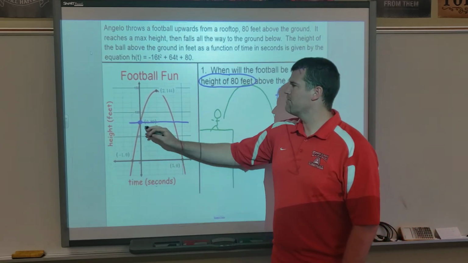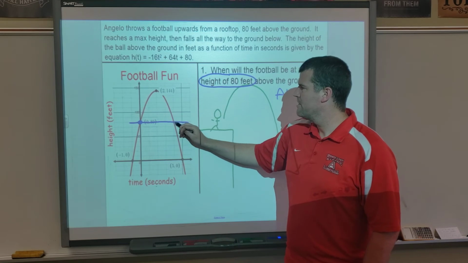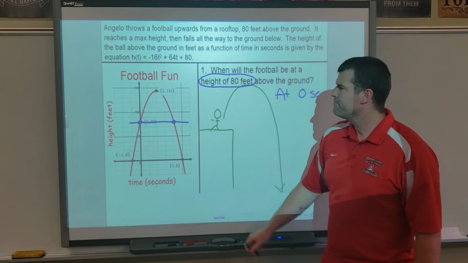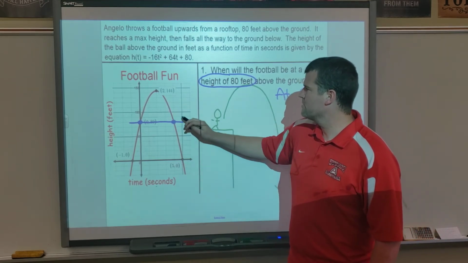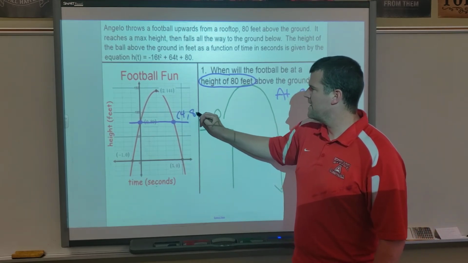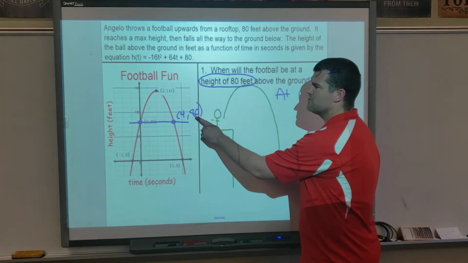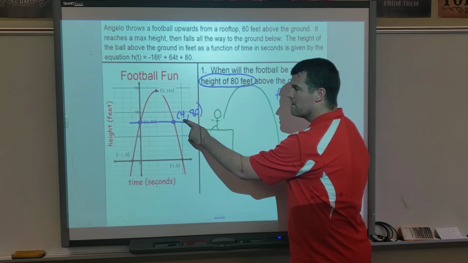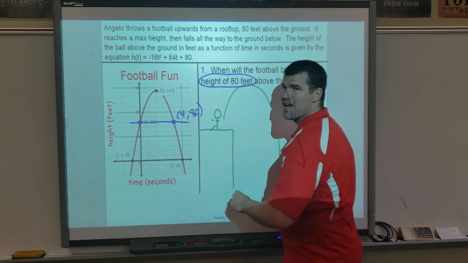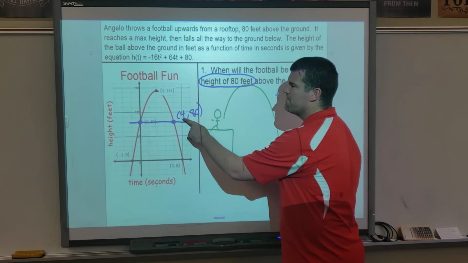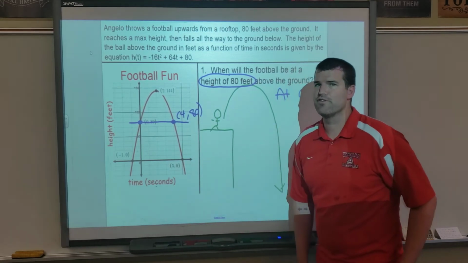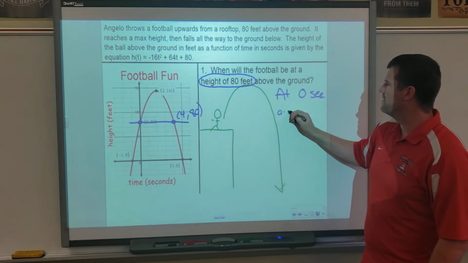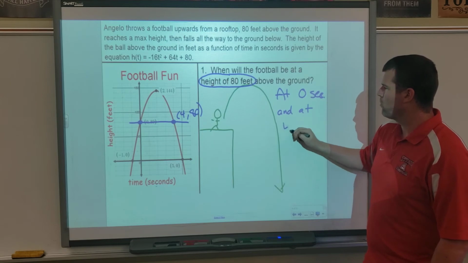But we also know that because the football went up and then came back down, there was another time at which the football was 80 feet above the ground. And so I can look at this ordered pair, which is 4, 80. And I know that to get to a height of 80 feet, that will also occur at 4. 4 is my x, time in seconds. So it also reaches 80 feet 4 seconds after he throws the football. So it'll reach 80 feet at 0 seconds and at 4 seconds.